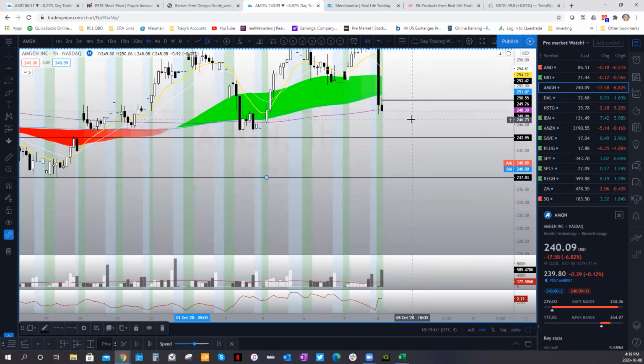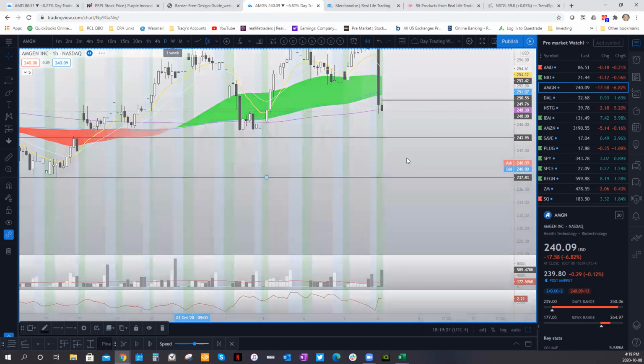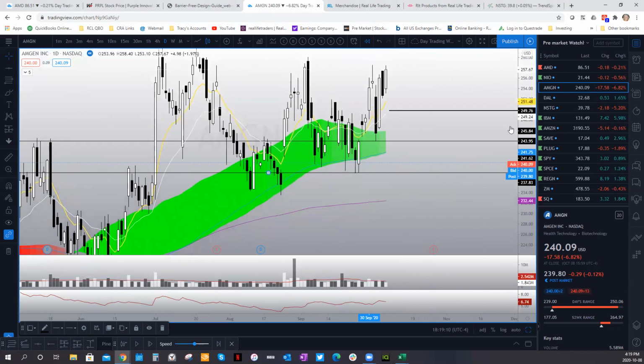So this is how I pick my targets. I just look at these levels. This is a pivot, this is a pivot, and I usually pick my targets off the hourly chart. And I can get all of these targets pre-market.